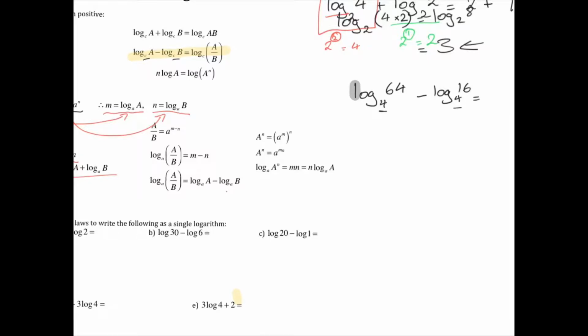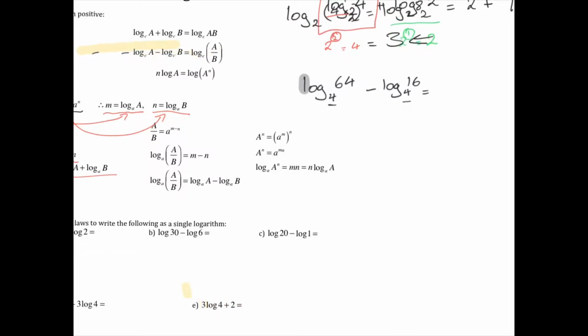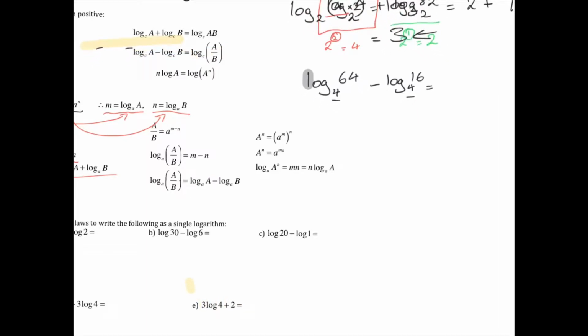Equals. Does anyone know what log base 4 of 64 is? 3. 4 times 4 is 16, 16 times 4. Okay, good. 3 minus log of 16 base 4. 2. So that becomes 3 minus 2. Is everyone okay with that? And what does that equal?